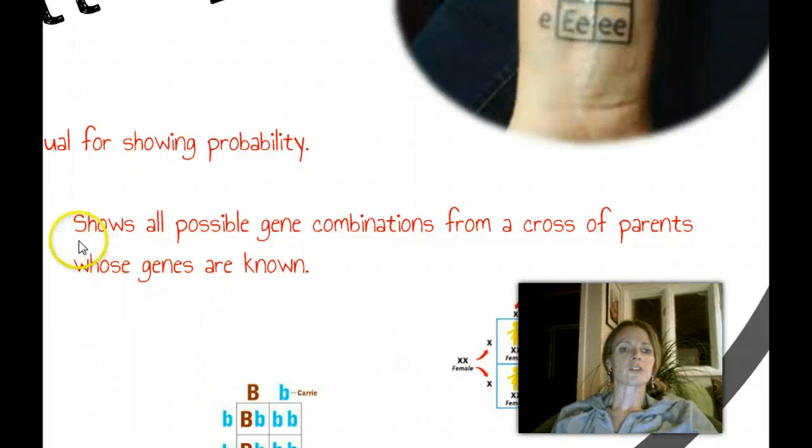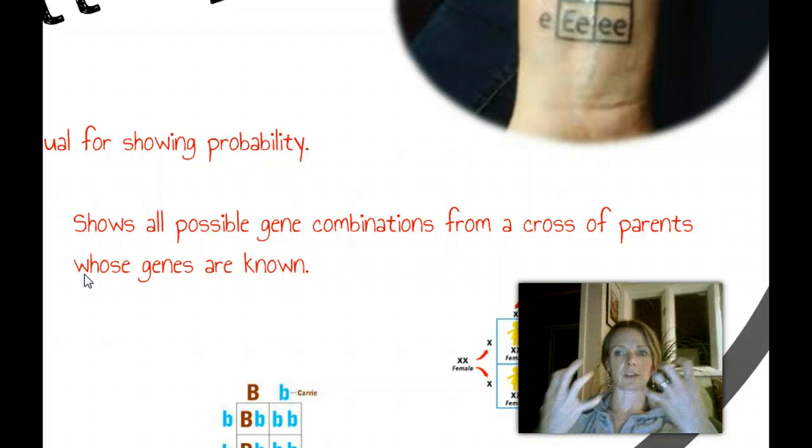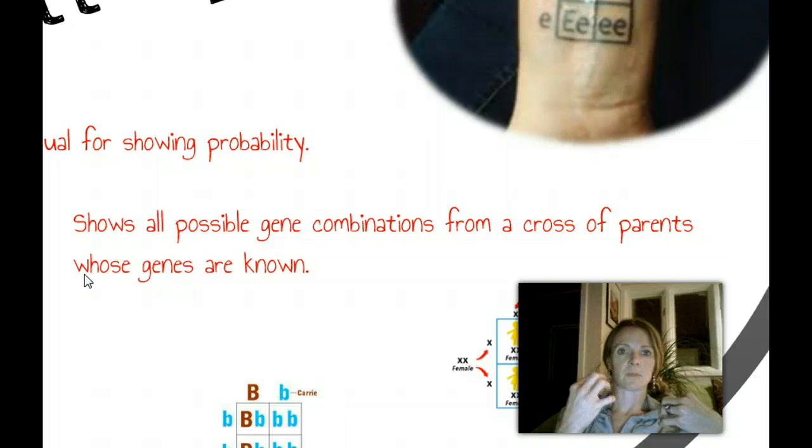So Punnett Squares show all possible gene combinations from a cross of parents whose genes are known. Obviously, you have to know those genes. And really, it's pretty easy to know those genes because a lot of them, not all of them, but a lot of them you can see, okay? I have hazel eyes. That is a gene that's known. You can see that, okay?